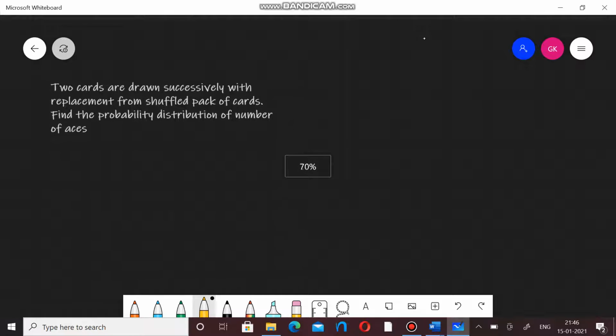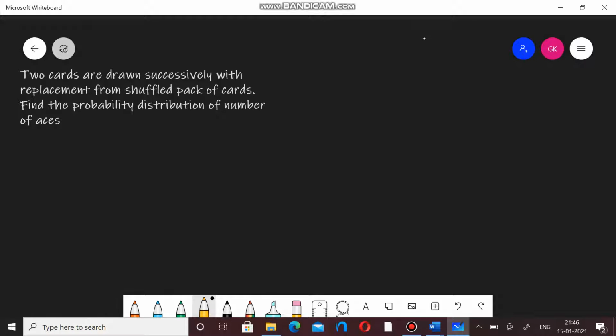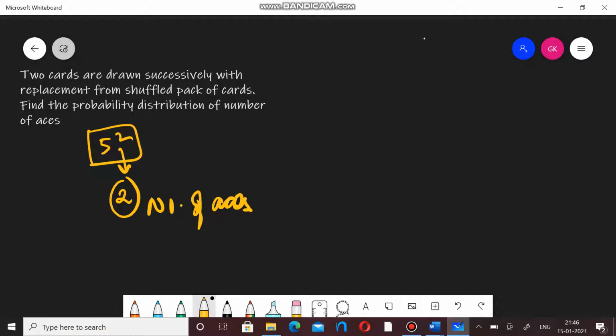Read the example. Two cards are drawn successively with replacement from a well shuffled pack of cards. Two cards are drawn, so we have 52 cards. You're going to draw two cards. Find the probability distribution of number of aces. So you have to find out number of aces. So you are giving the number to the outcome. What is the outcome? What are you taking out? You're taking out aces. So you're giving a number to the aces.